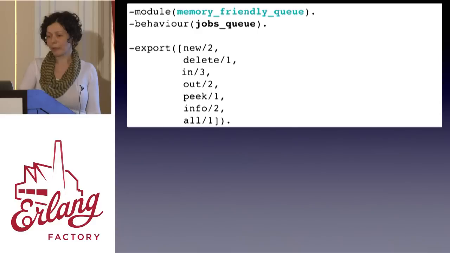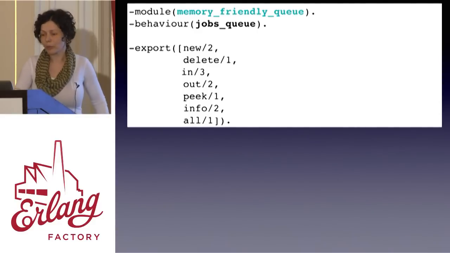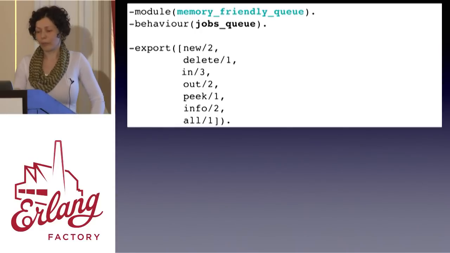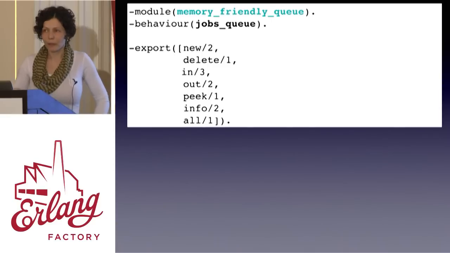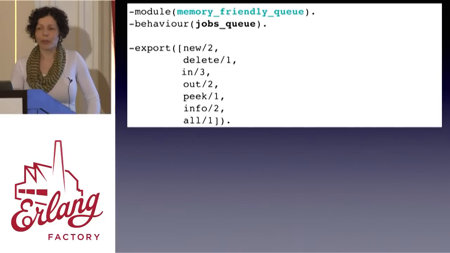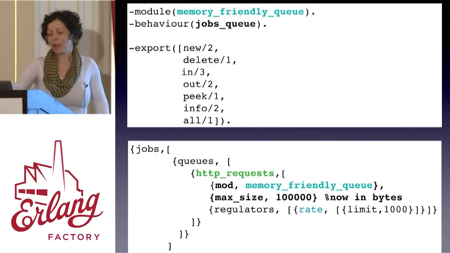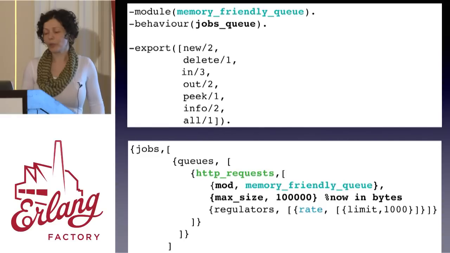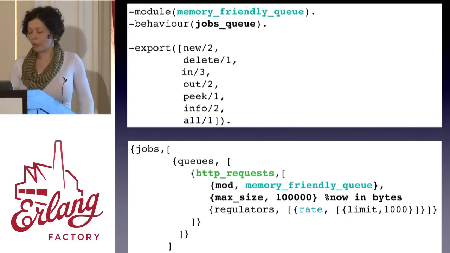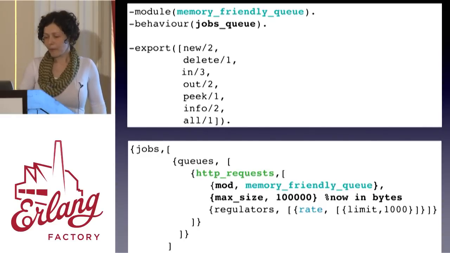To create our memory-friendly queue, we write this module that will implement the jobs queue behavior. And we have to implement all of these methods. We can, of course, steal most of them from the queue that comes with the jobs framework. And this is how we set it up. This time we have this module parameter that we didn't have before, because by default it was using the default jobs queue, but now we are going to use our own queue instead. So now we have max size in bytes when we use our memory-friendly queue.